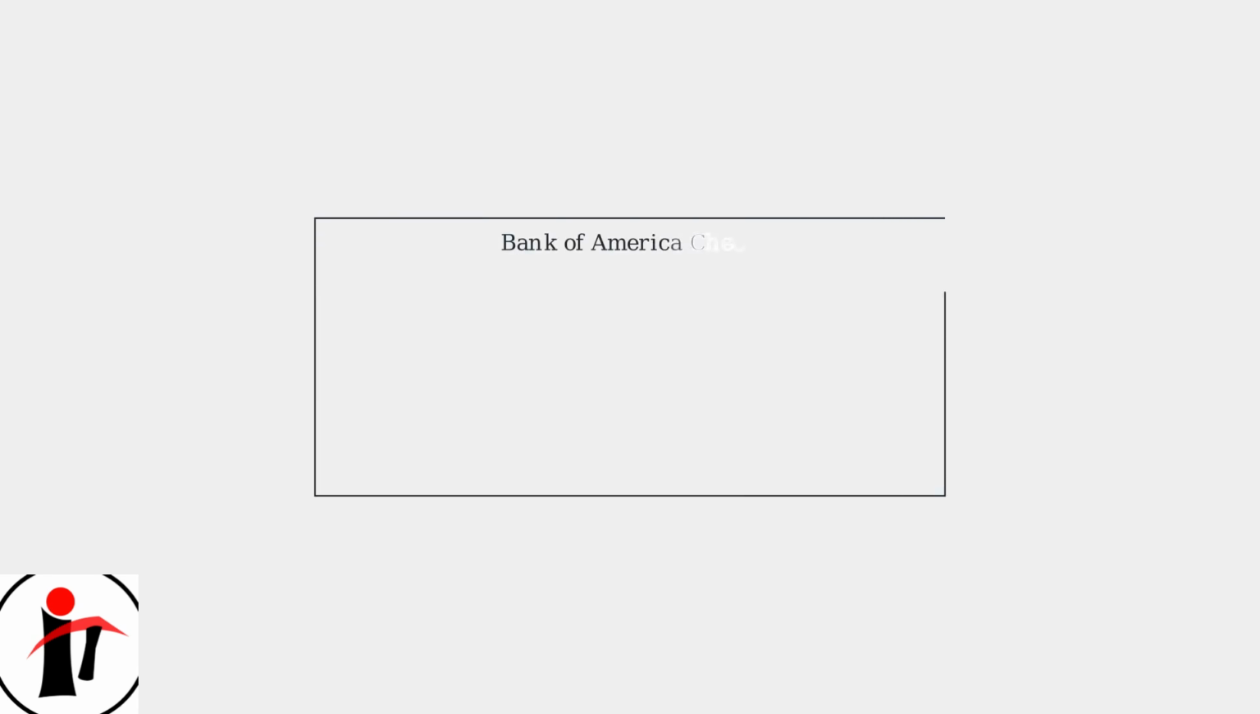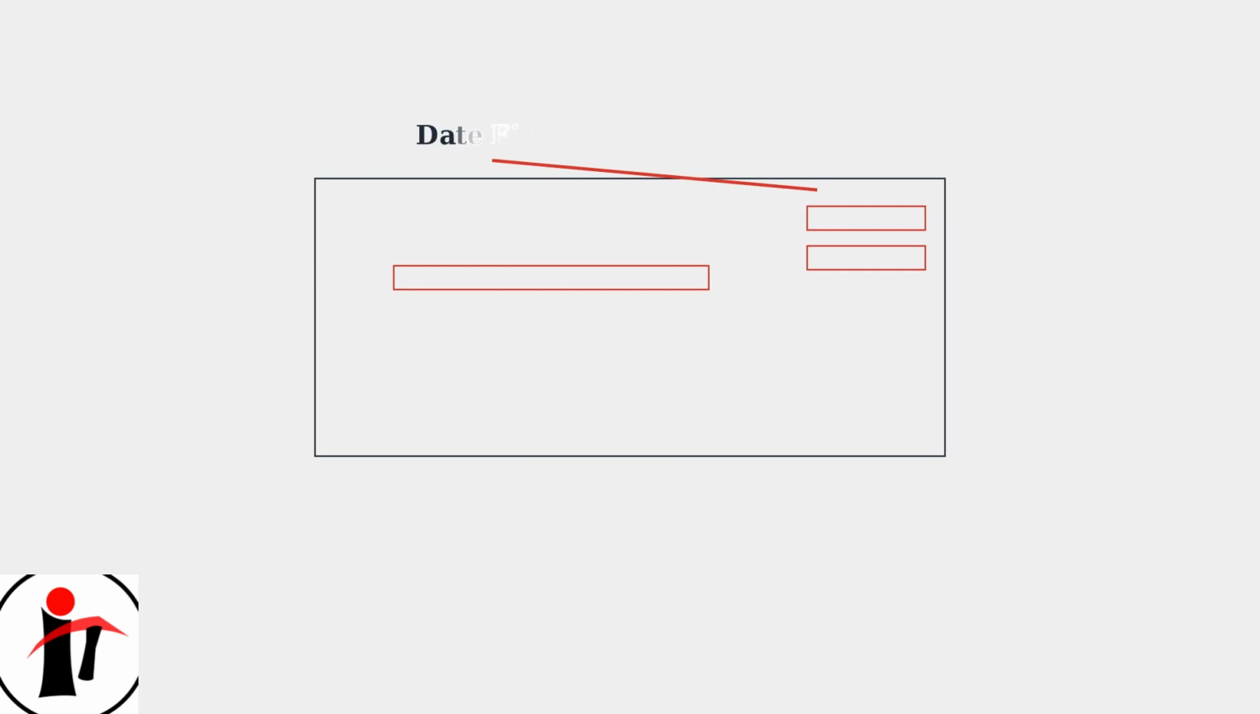Writing a Bank of America check correctly requires filling out several key fields in the proper format. Each field serves a specific purpose and must be completed accurately to ensure your payment processes successfully. The date field is your starting point.